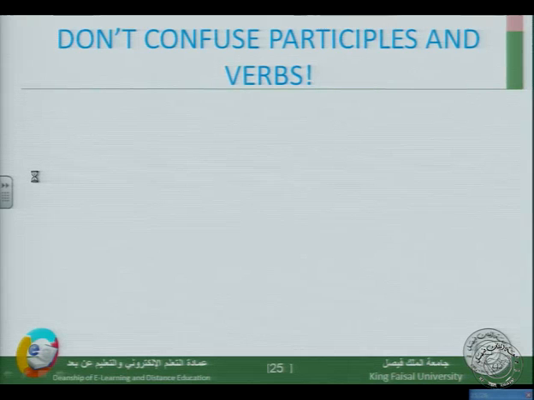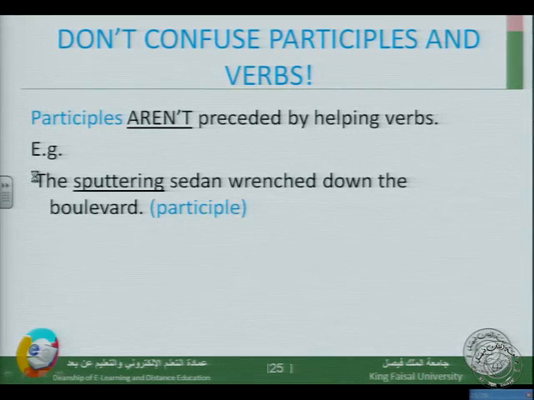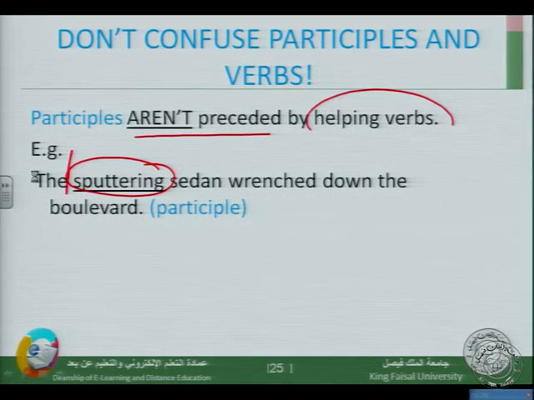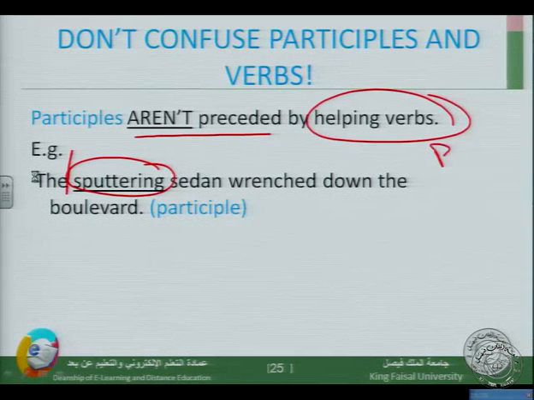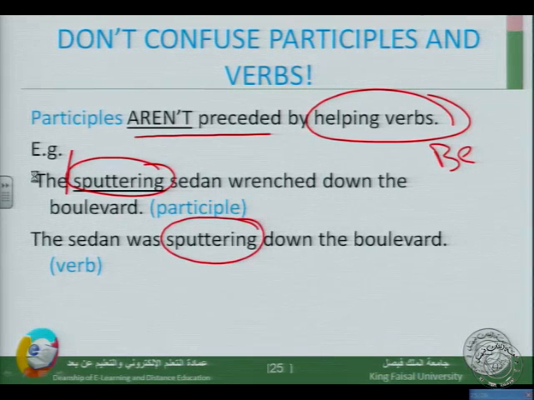So do not confuse participles and verbs, by the way, because participles are not preceded by helping verbs. For example, the sputtering student wrenched down the boulevard. Here it's a participle. Why? Because it is not preceded by any of the helping verbs, helping verbs like the verb to be in its forms. The student was sputtering down the boulevard. Notice this is a verb. This we call past progressive. Why? Because it's preceded by the verb to be.